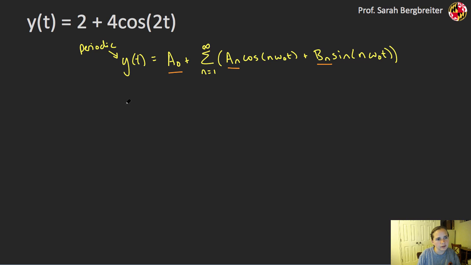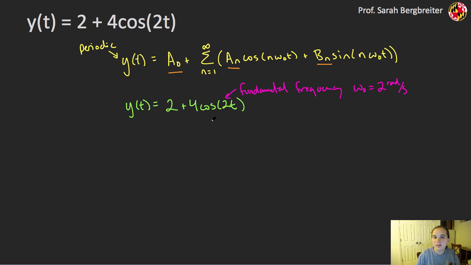And we can start with a very simple signal to just get the flavor of this. So y of t is going to be 2 plus 4 cosine of 2t. And automatically I can already tell some interesting things about this signal. So my fundamental frequency here, which is that omega naught, is going to be equal to 2 radians per second. Right? That's the lowest non-zero frequency content in this signal. So I automatically define that as my fundamental frequency.